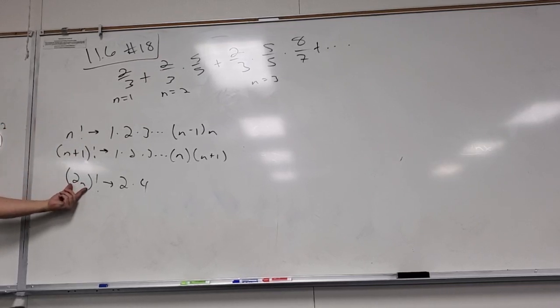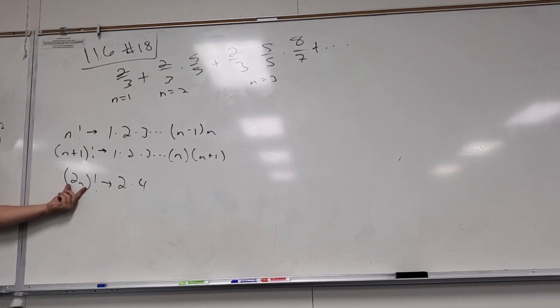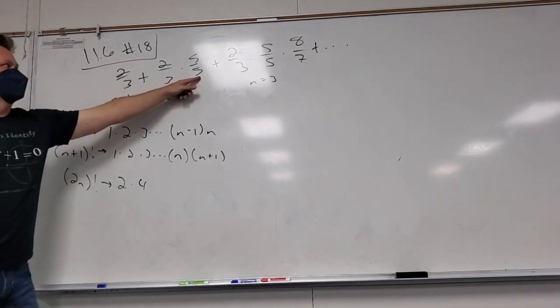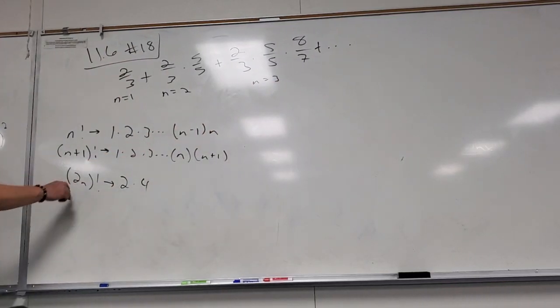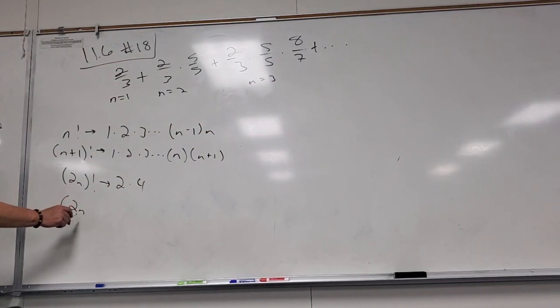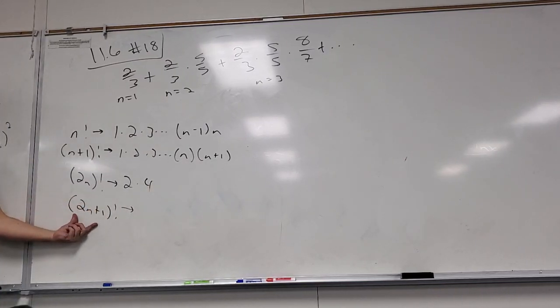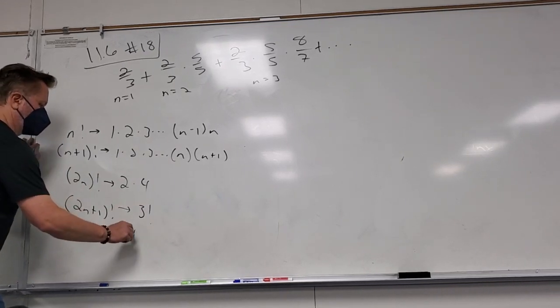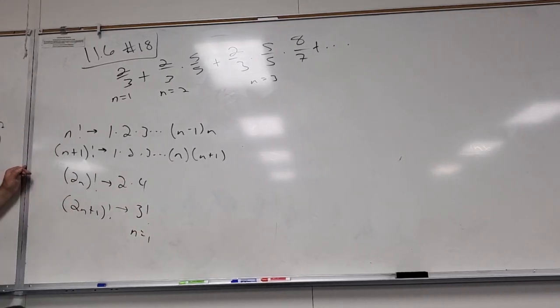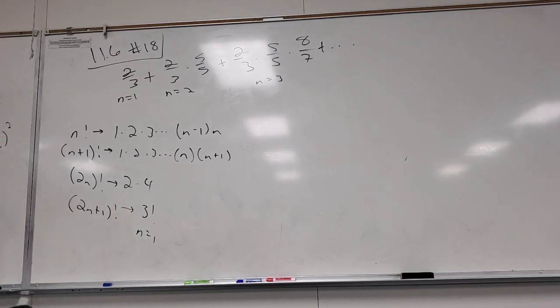What can you do to this? You guys agree this is even numbers? And I need odd numbers. So what can I do? 2n plus 1. All right, let's test it. n equals 1, what do you get? 3. You get 3 factorial, which is 6. For n equals 2, you get 5 factorial, right? Okay, so we're still not quite there yet. This is just sort of playing around with some possibilities.